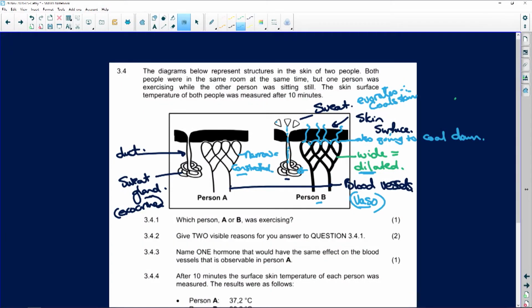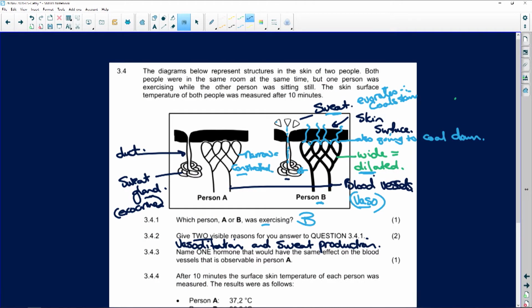So which person, A or B, is exercising? Well, it's clearly the person who is sweating. So it's going to be person B. Why? They're sweating. Give 2 visible reasons for your answer. Let's do it properly. Let's get a color that you can see. So for 2 visible reasons, we're going to say vasodilation, so the blood vessels are dilated, and sweat production. Or you can say sweat is produced, or there is sweat on the skin, as long as you say sweat is being released by the sweat gland.